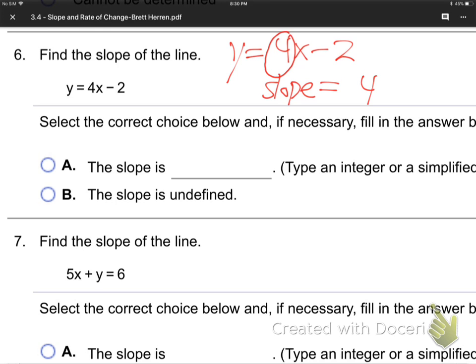Try number 7 then. They're asking for the slope of that one. So we don't care about anything else. We don't care about the -2. Who cares? It's just the number next to x. That's the slope. Number 7 is 5 then.